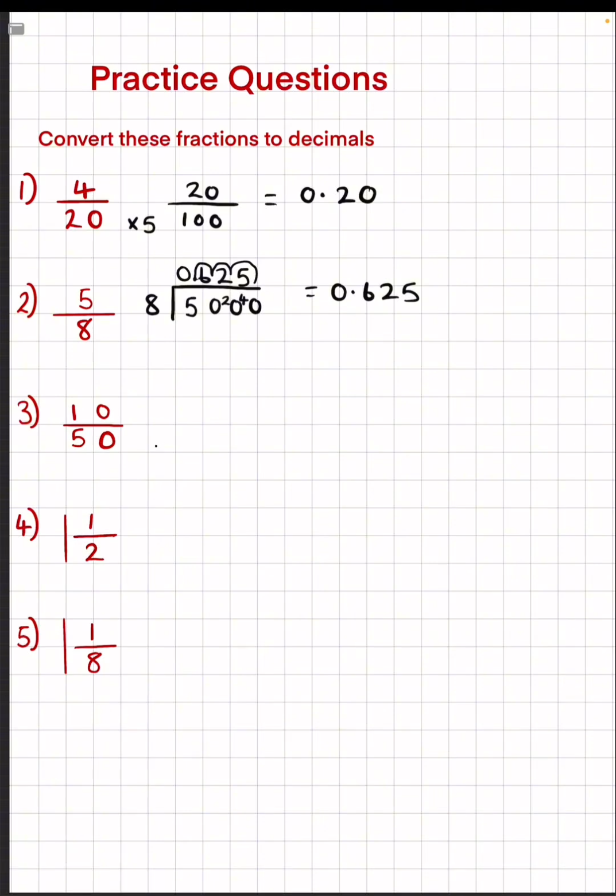We can find an equivalent fraction in hundredths for this fraction. So we can use 100 as the denominator. To get from 50 to 100, we've multiplied by 2. So we're going to do the same with the top number. 10 times 2 is 20. 20 divided by 100 equals 0.20.